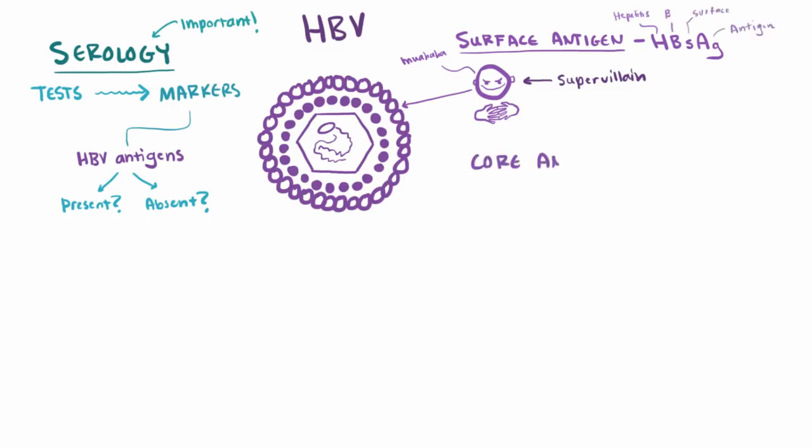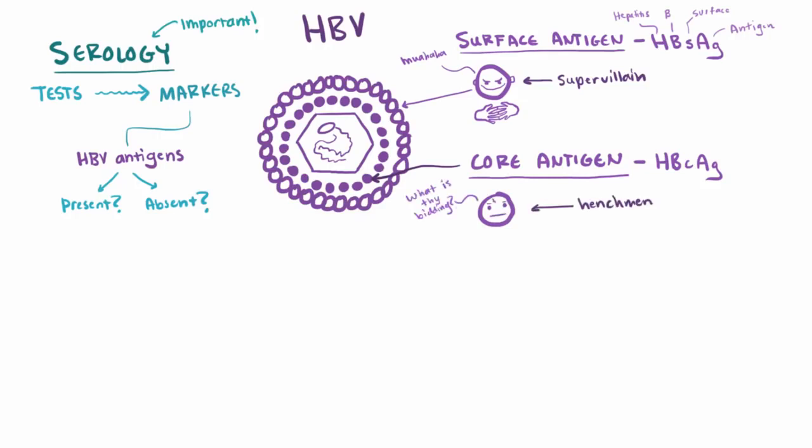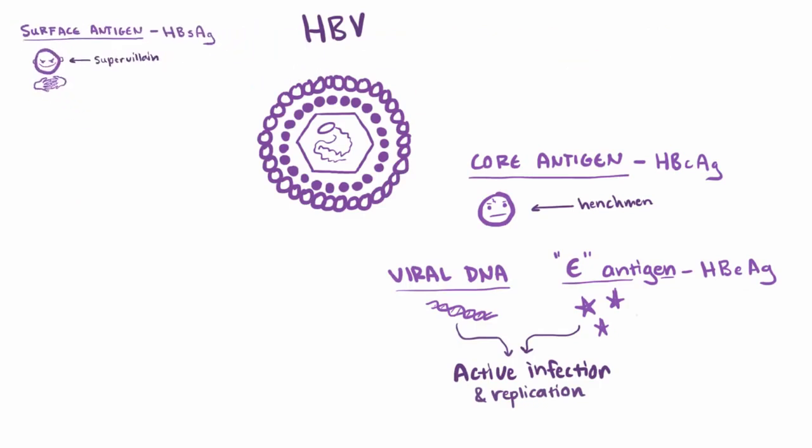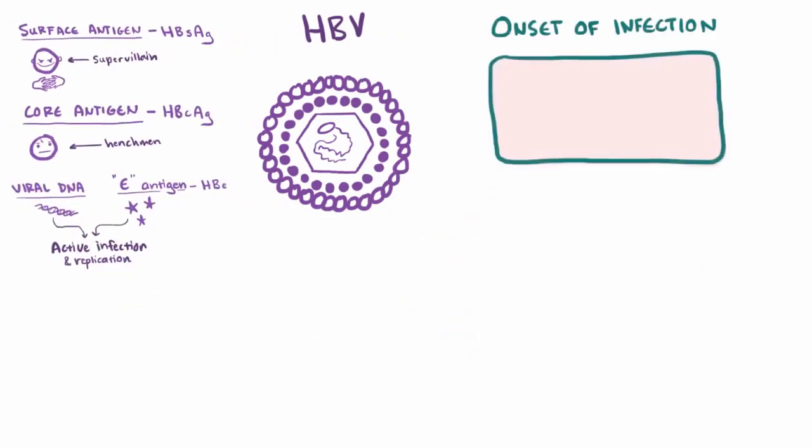Another marker, though, is a core antigen, meaning that these antigens come from the core of the virus, HBcAg. Think of these like the dispensable henchmen that work inside the villain's evil factory. Finally, there's this other antigen called the E antigen, which is secreted by infected cells, and so is this marker of active infection. These are like the byproducts of the factory, and along with viral DNA, they tell us that it's replicating and infecting.